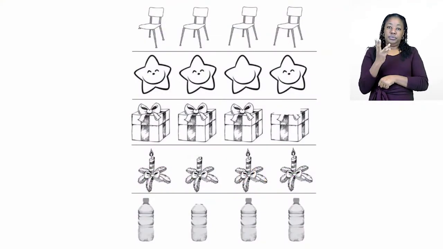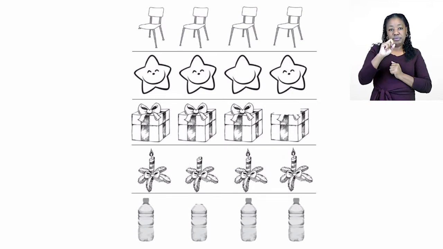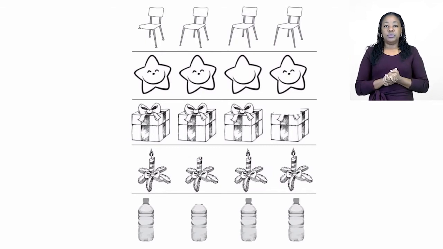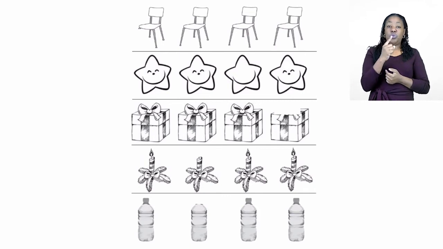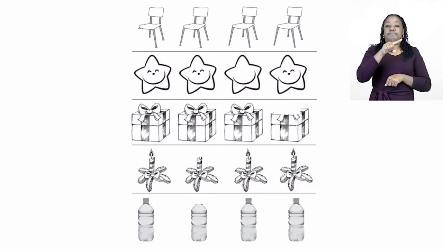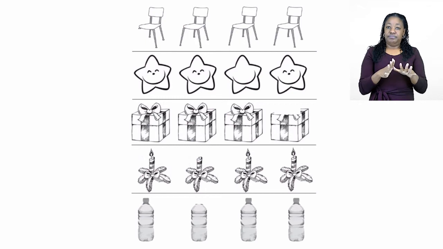On page 16, we can see that we also have different items. We have chairs, smiling stars, presents, candles, and bottles of water. But for each of these items, there is one that is different from all of them. Your job is to circle the picture that looks different from the rest. And when you are done circling, you're going to color that same one. Let's take a look at the first one.